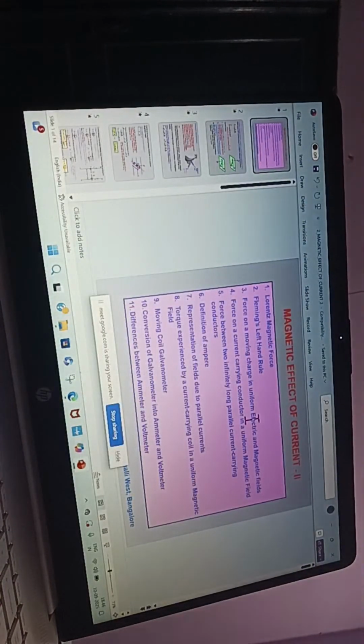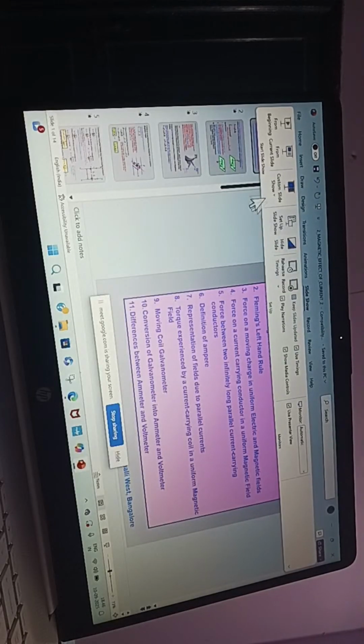Tell me, what is Lorentz force? Sir, the force experienced by a particle moving in a magnetic field is Lorentz force. What is its formula? Sir, F is equal to QVB, Q into V cross B, or QVB sine theta. Good. What is the rule used to find out the force? Sir, Fleming's left hand rule.